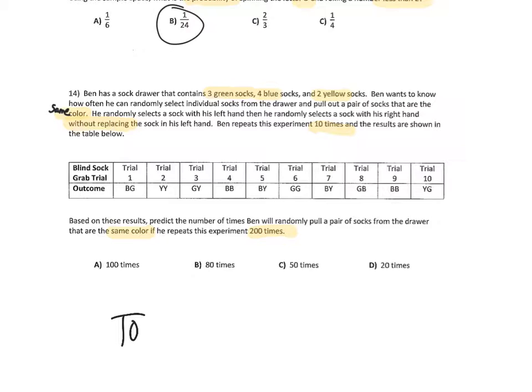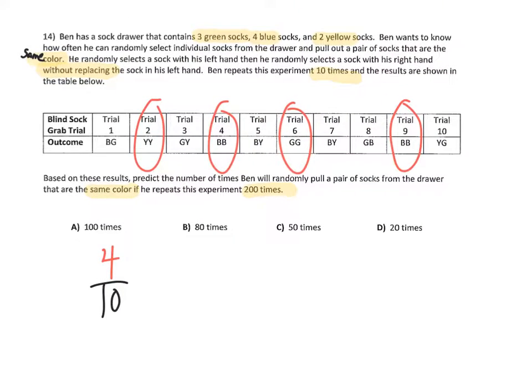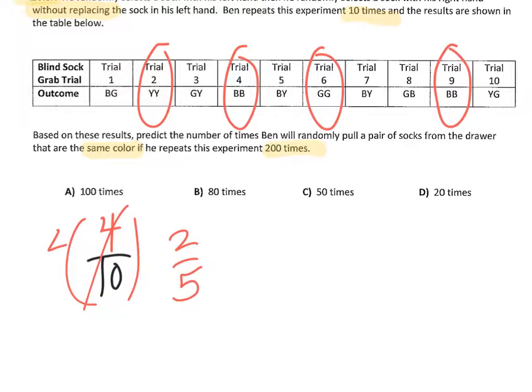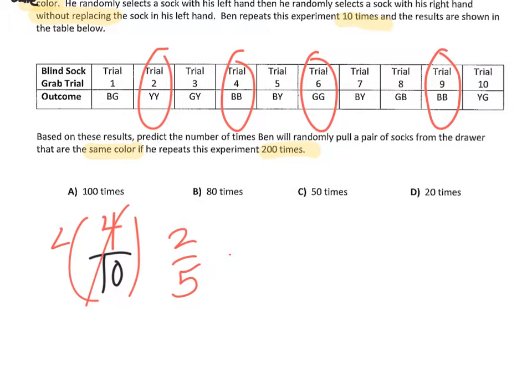10 times he did this, how many times did he pull the same colored socks out? 4. So trial 2 it happened, trial 4 it happened, 6, and 9. So good, 4 out of 10. Can we reduce that down? Yes. 2 over 5. Good. Okay, so 2/5.